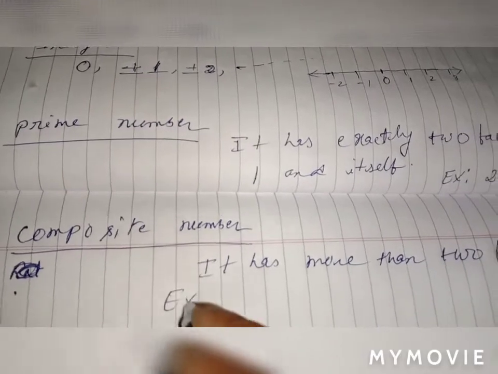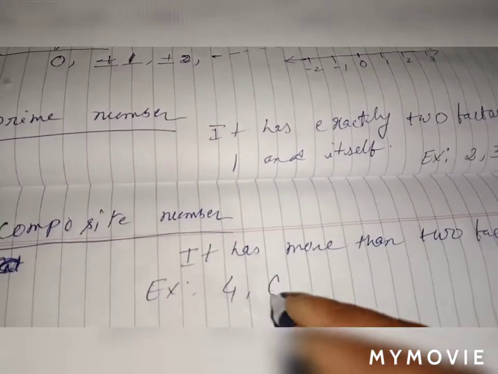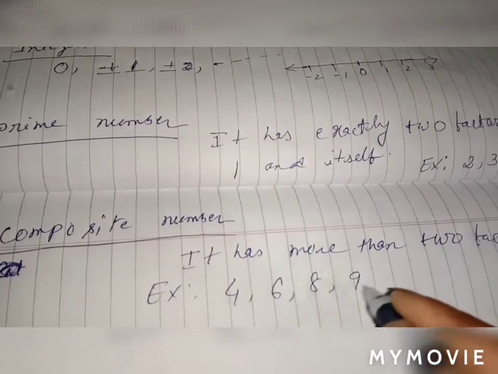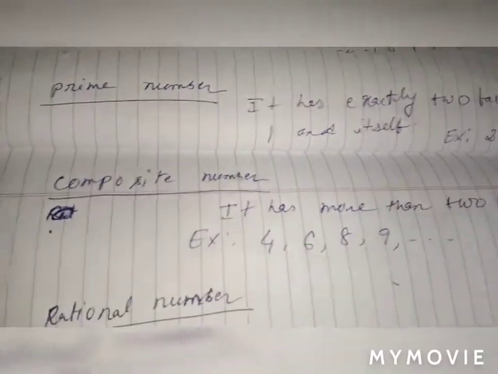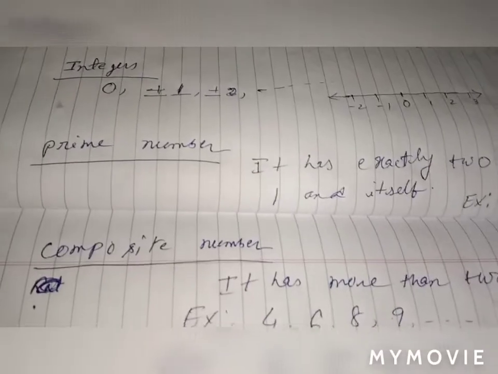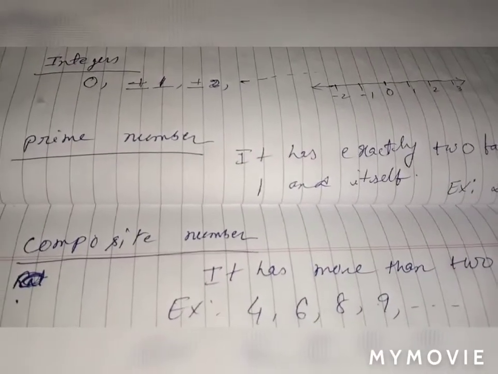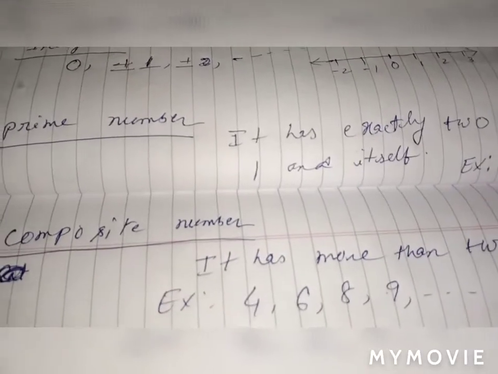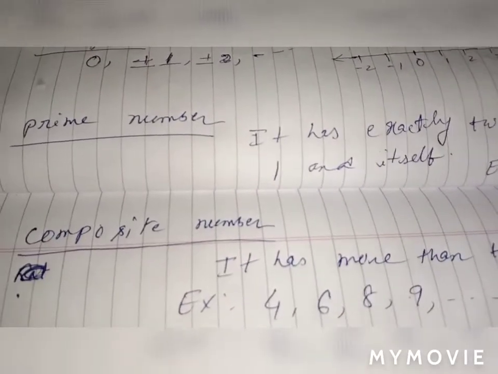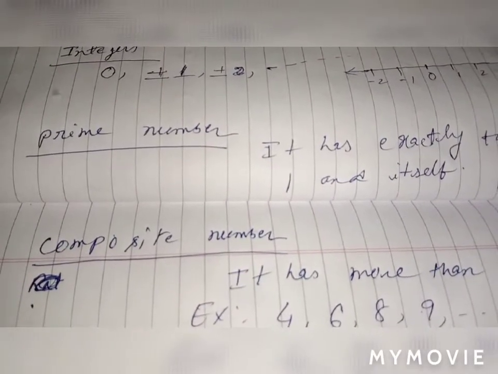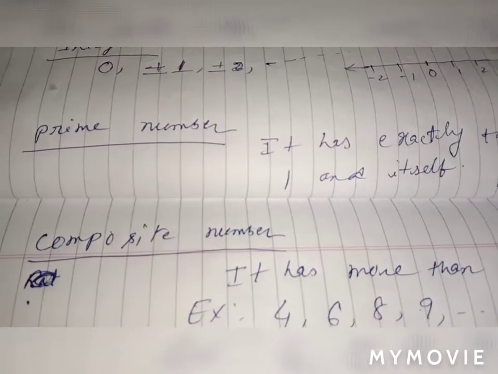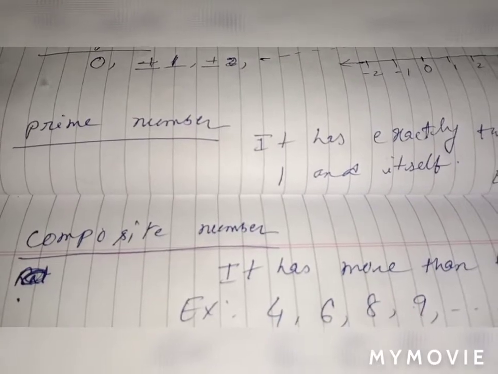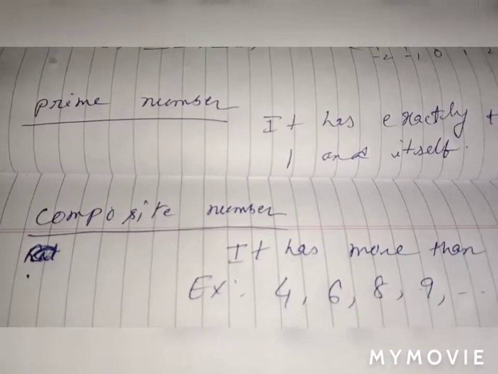For example, you can write 4, 6, 8, 9. These are composite numbers. But don't forget about 1. You cannot say it is composite, or that it is prime. It means 1 is neither composite nor prime. So, all of you understood?